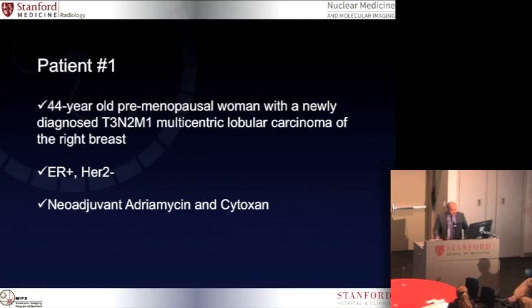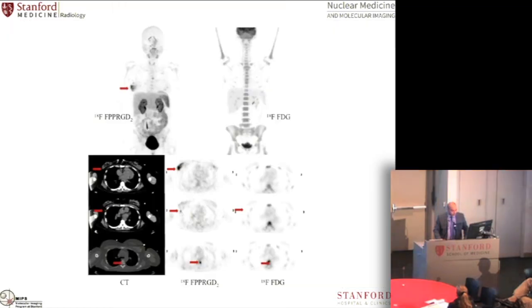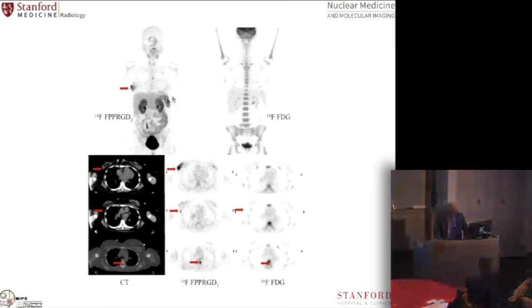The first ever cancer patient studied here at Stanford with this integrin alpha V beta 3 agent was a patient with lobular cancer, which is one where we know that the standard of care FDG does not work very well. And if you look, these are maximum intensity projection images from the RGD tracer and here the FDG. The primary tumor, at least part of it, demonstrates intense uptake, suggesting that there is angiogenesis going on.